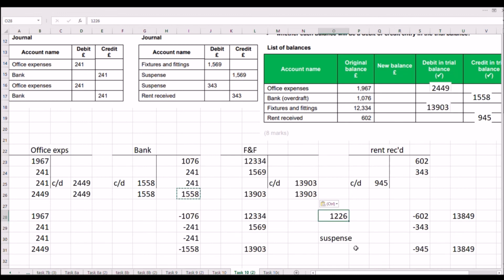I put the suspense account in here because I want to check my work later on. So I'm going to leave the suspense account in here at 1226 at the start. And then when I post those two, which is minus 1226 in here, I've got a suspense account of zero.